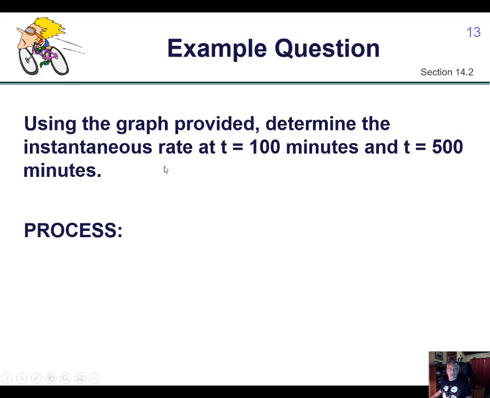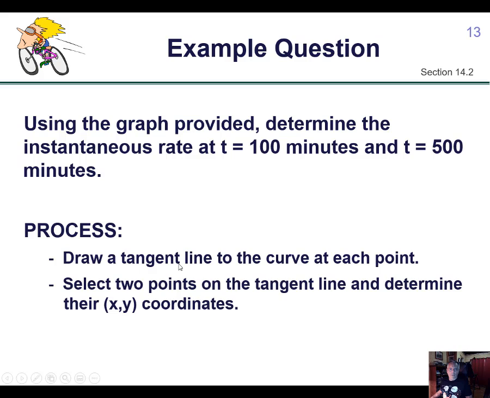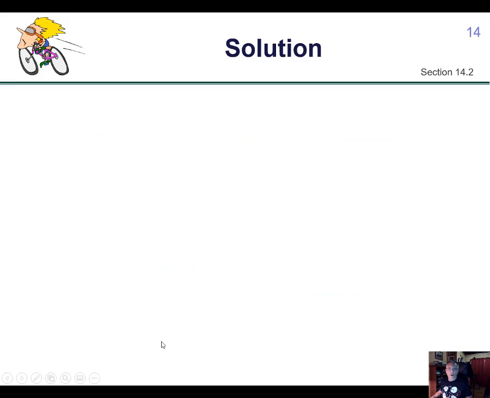Using the graph provided, determine the instantaneous rate at 100 minutes and 500 minutes. You can do these separately. So you're going to draw a tangent to the curve at the points. Select 2 points on the tangent line, determine their xy coordinates, calculate the slope of the line.